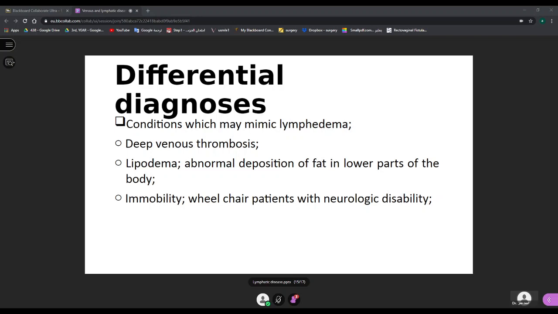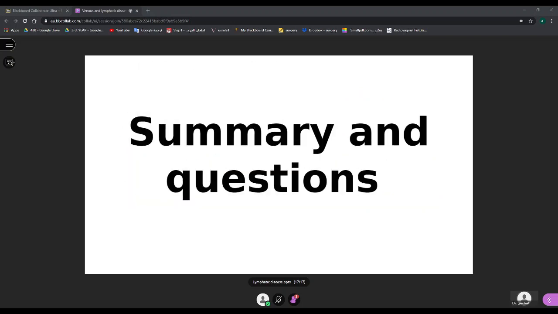So these are the conditions which you might usually encounter in clinical practice. Actually, this is the last part in this presentation. So we have talked about lymphedema, the definition of lymphedema, the characteristics of swelling in lymphedema, and we classified lymphedema into primary and secondary. And then we talked about the main clinical manifestations, symptoms, and signs which you might encounter in those patients.